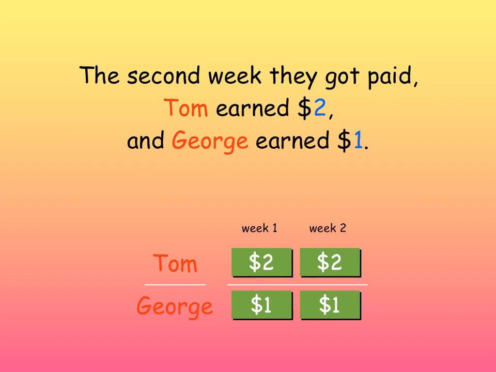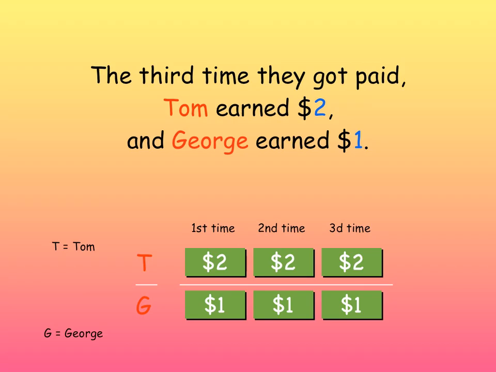The second week they got paid, same thing happened. Tom earned $2 and George earned $1. Look at the diagram. The third time they got paid, same thing. Tom earned $2 and George earned $1. In the diagram, instead of writing Tom and George, I'm writing T and G.